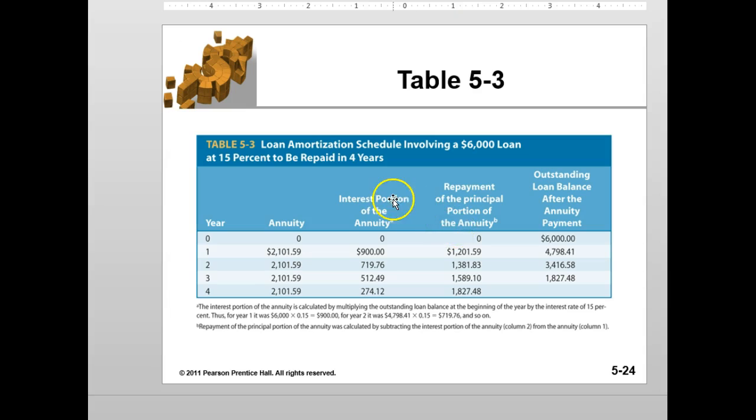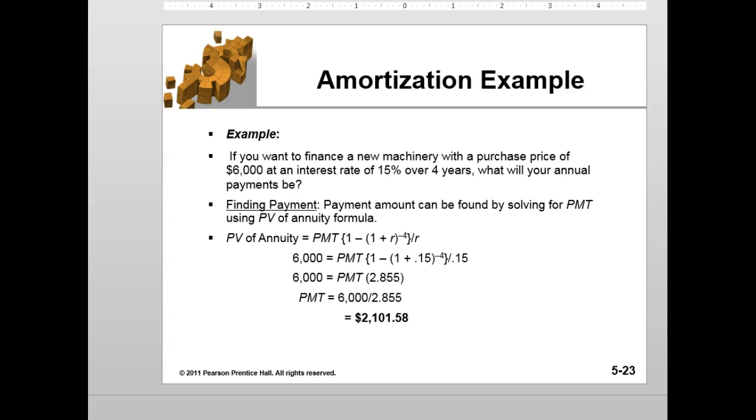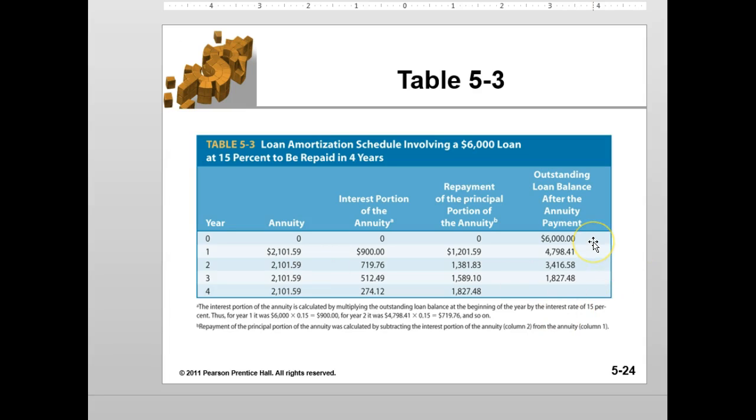So the first portion is 6,000 times, what was the rate? 15%. So 6,000 times 15% is $900. So that is the first portion. That's how much of the first payment is going to be interest. If you take that 900 and subtract it from the 2,101, this is the amount that's applied to the annuity.